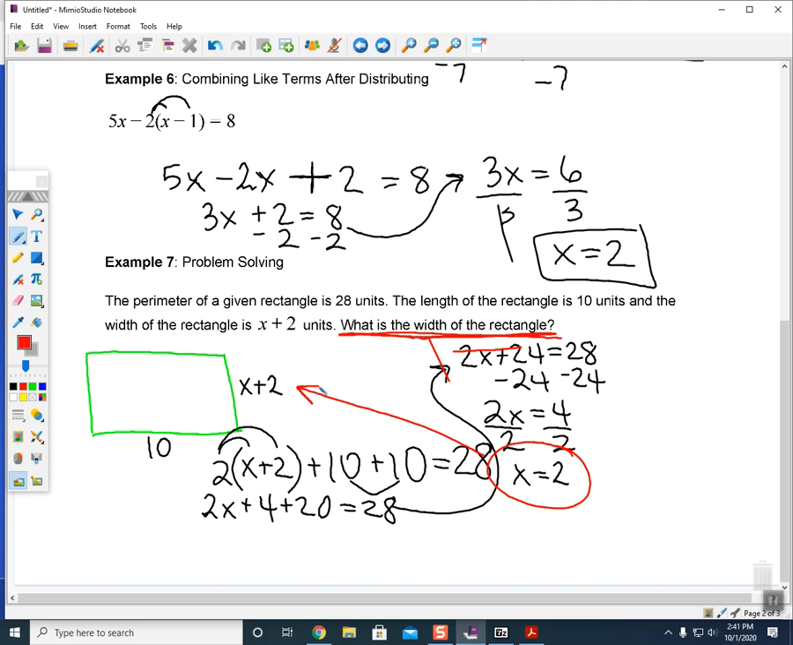So my width of my triangle is x plus 2, which in this case is 2 plus 2. So the width of my triangle is 4. That is my solution. That is my answer. The width of my rectangle is 4. And that is all that we have for 3.5.